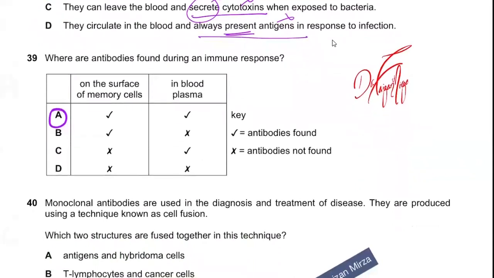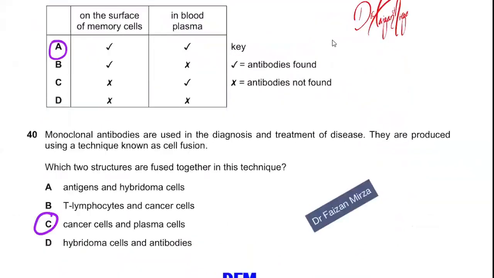Question 39. Where are antibodies found during an immune response? They are found on the surface of memory cell. Yes, they are found in blood plasma. That's very correct. So 39 is straightforward.